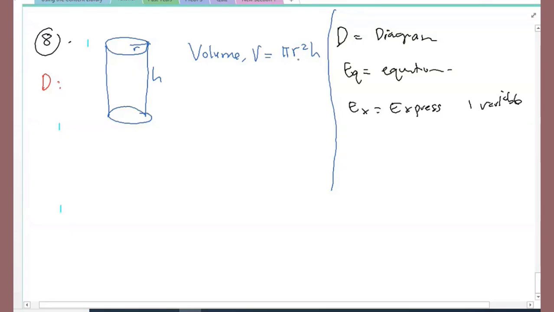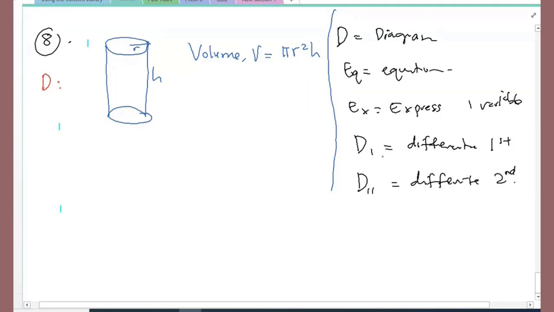Here is check H and R, right? Okay, express in one variable. And then D prime, differentiate for the first derivative. And D double prime, to check whether it is a maximum or minimum, differentiate for the second derivative. So now the question talks about a cylinder.